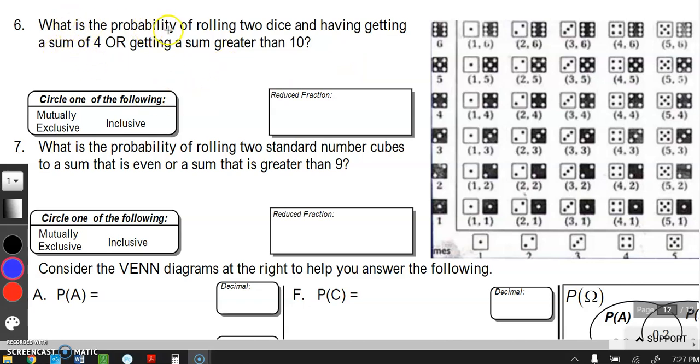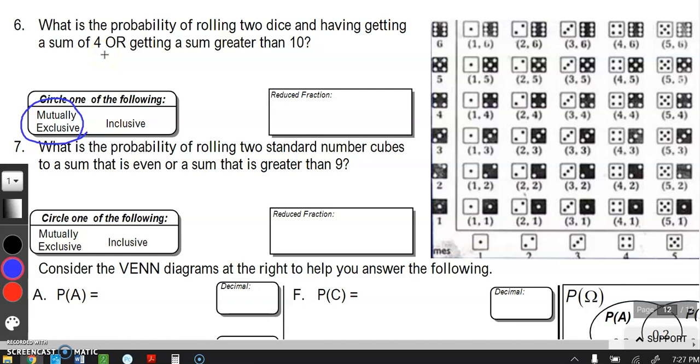First one says, what is the probability of rolling 2 dice and getting a sum of 4, or getting a sum greater than 10? So if it adds up to 4 or is greater than 10, well, 4 is not greater than 10. So those cannot happen at the same time. So let's look at all of the possible ways to do a 4.